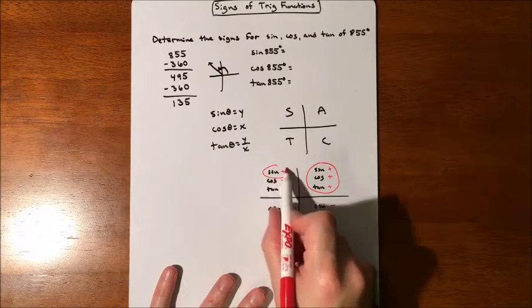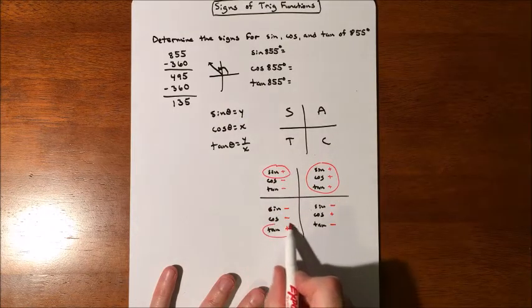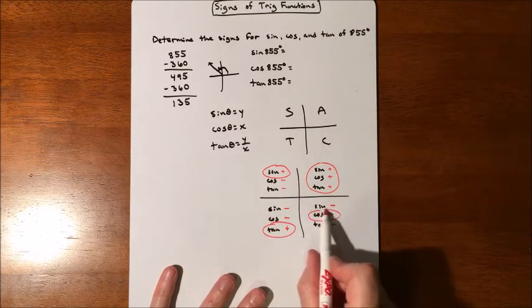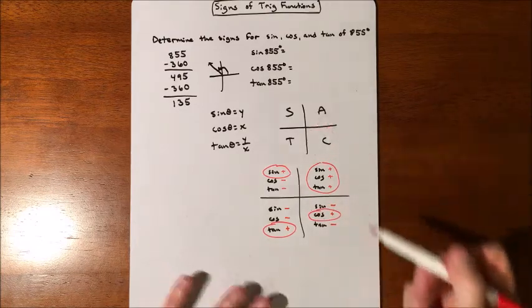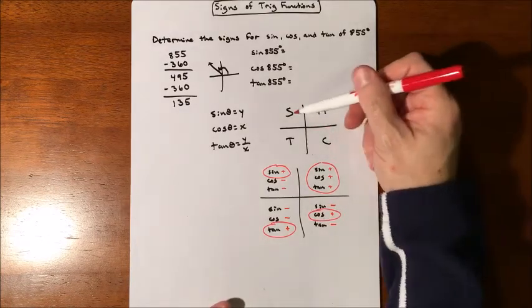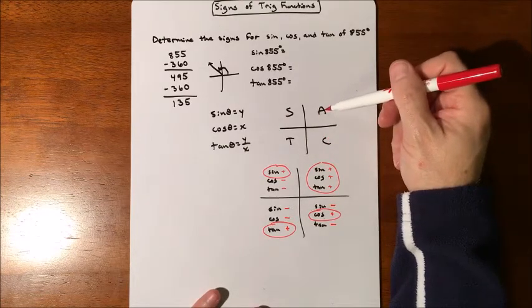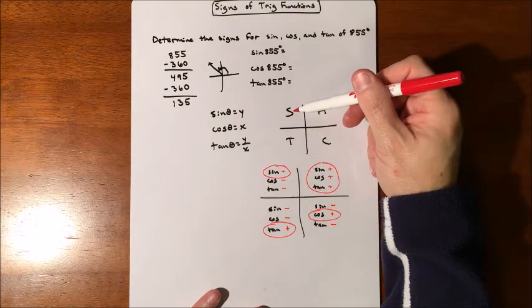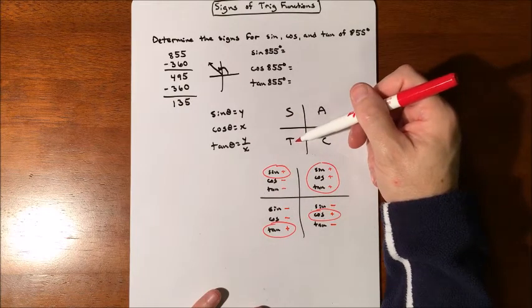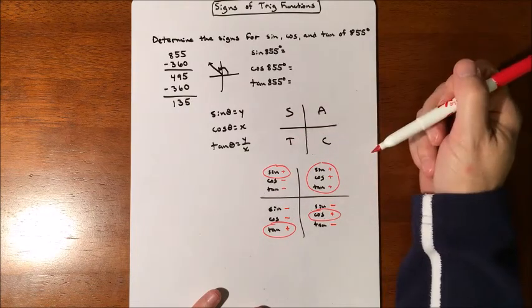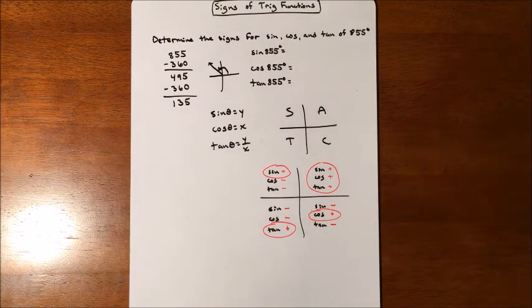In this quadrant, sine is positive. In this quadrant, tangent is positive. In this quadrant, cosine is positive. That's what this refers to. This refers to all of your positives in those quadrants. So all your trig functions are positive in the first. Sine is your only positive in the second. Tangent is your only positive in the third. And cosine is your only positive in the fourth.